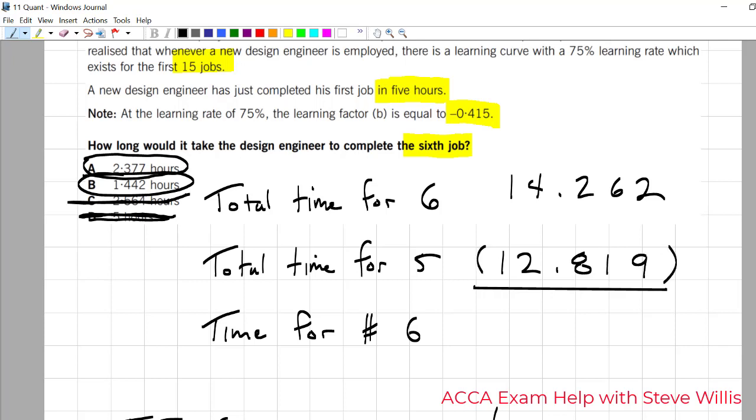Okay, and the difference, guys, the difference is 1.443. That's the time for number 6, and the answer is B, right, with a little bit of rounding. There you have it.